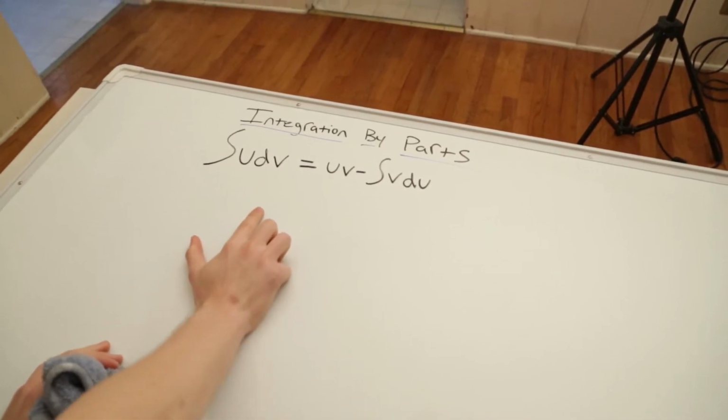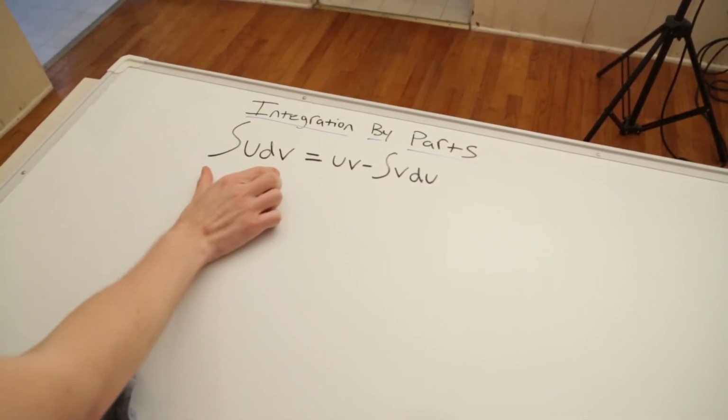Integration by parts is your safety net. Almost any integral can be done with integration by parts. A lot of them would be extremely difficult that way, but it's a method that, when in doubt, you can probably use. So this is the formula for integration by parts.